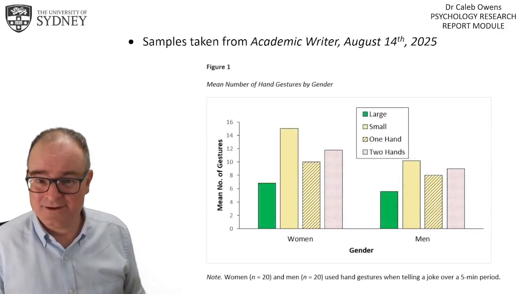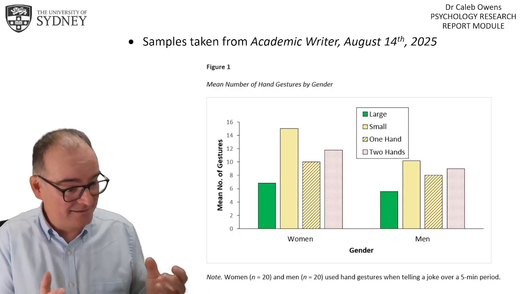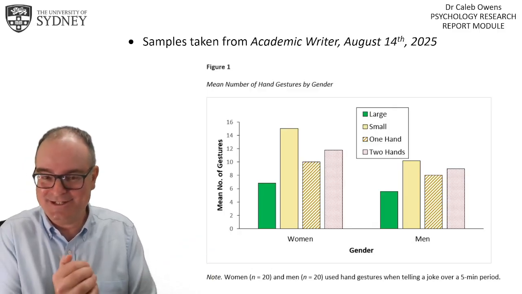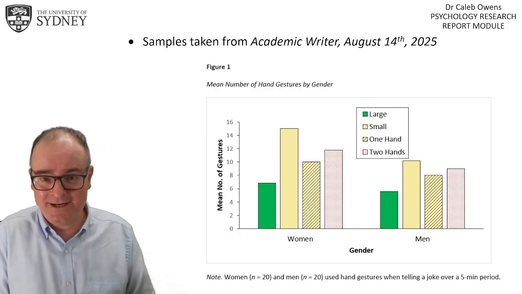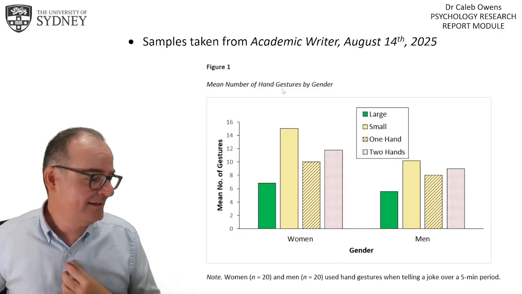And here's how you do a graph. I pulled this from Academic Writer just recently, and it hasn't actually changed in 4 years, so it's unlikely to change no matter how old this module gets. But what I'm looking at here is there's a figure label, figure 1. It goes above the graph.